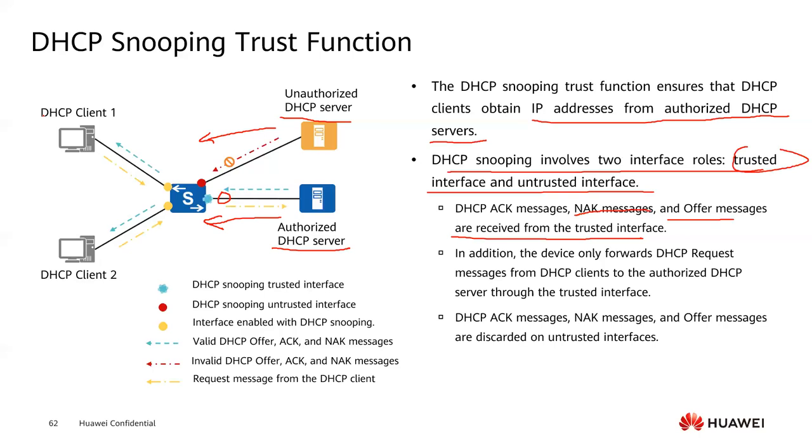So normally, for the DHCP client, whichever packet is received earlier, it will use that packet's sender as the DHCP server. So how to avoid this from happening? Just block the DHCP ACK message or the DHCP offer message from an unauthorized DHCP server. For this port, it is a DHCP untrusted interface. So this interface will drop the offer, ACK, and NAK. That is how the DHCP trust function works.